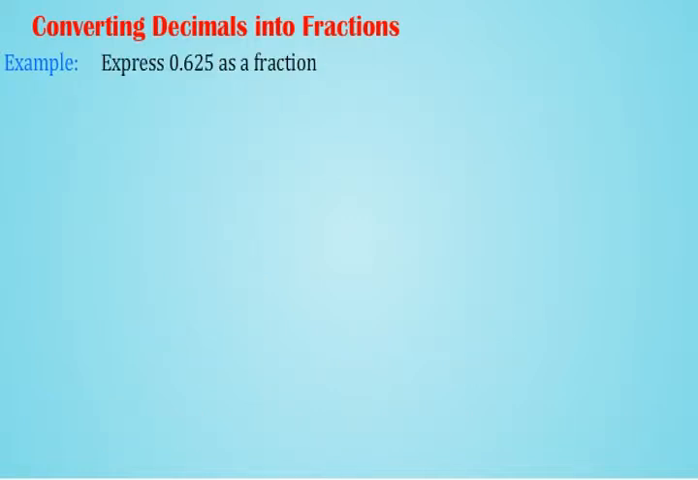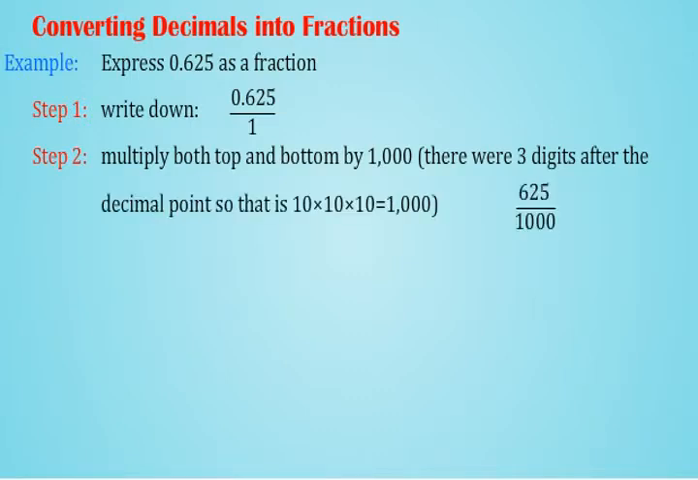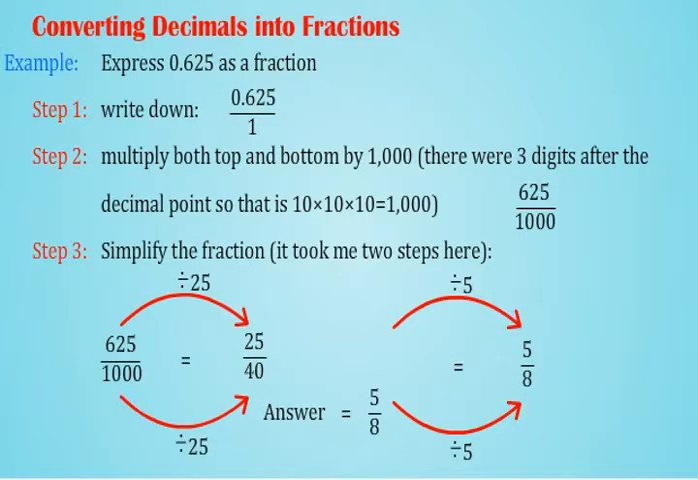Example, express 0.625 as a fraction. Step 1. Write down 0.625 by 1. Step 2. Multiply both top and bottom by 1000. There were 3 digits after the decimal point, so that is 10 times 10 times 10 is equal to 1000. 625 by 1000. Step 3. Simplify the fraction. It took me 2 steps here. Answer is equal to 5 by 8.